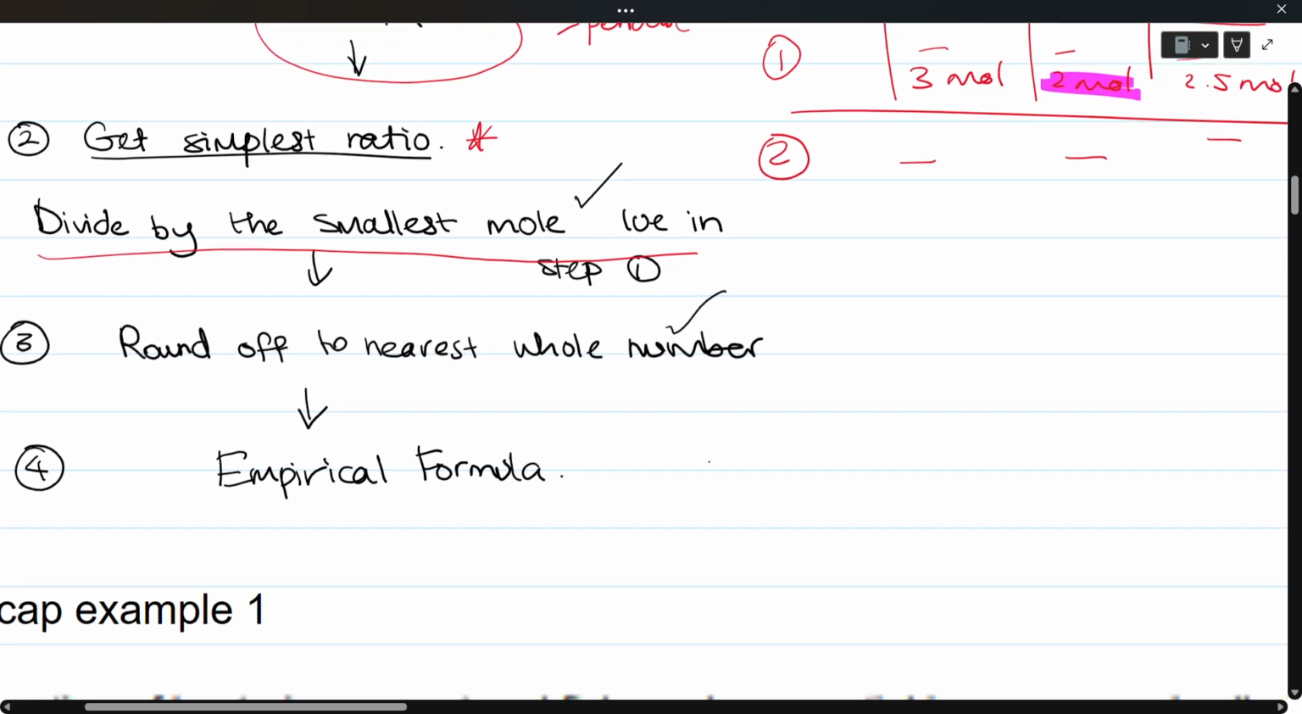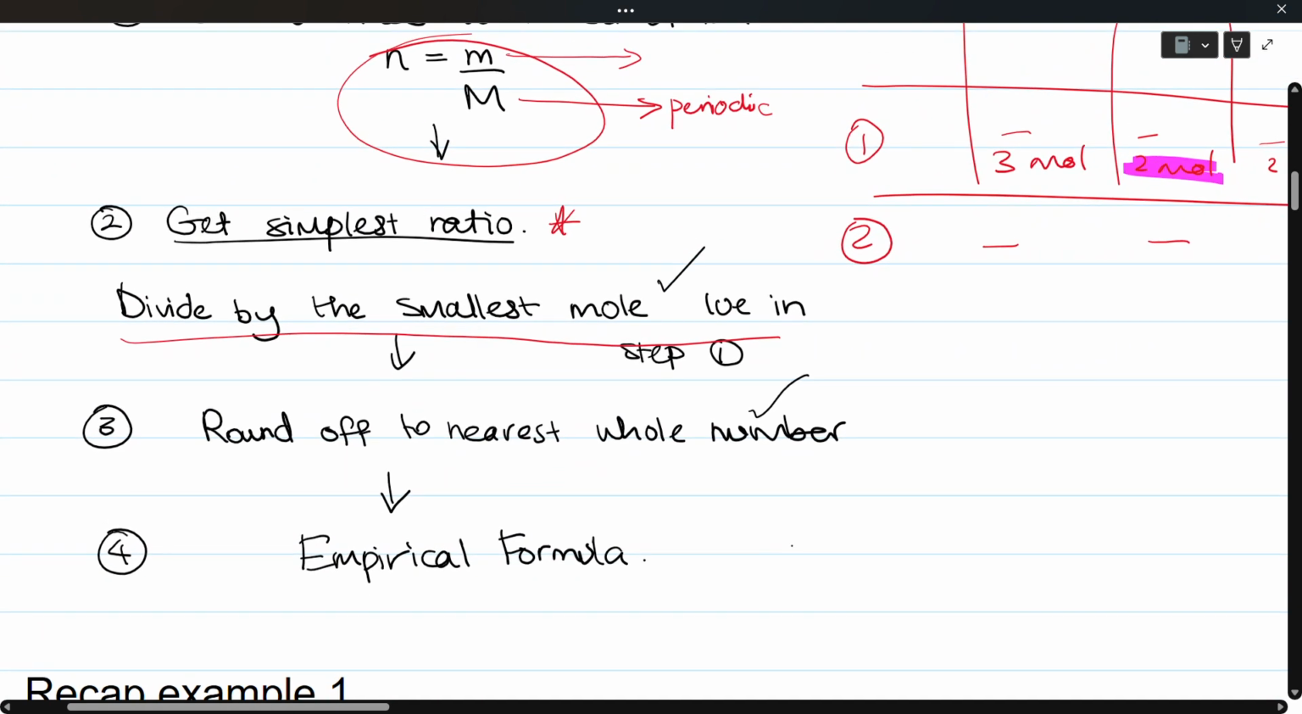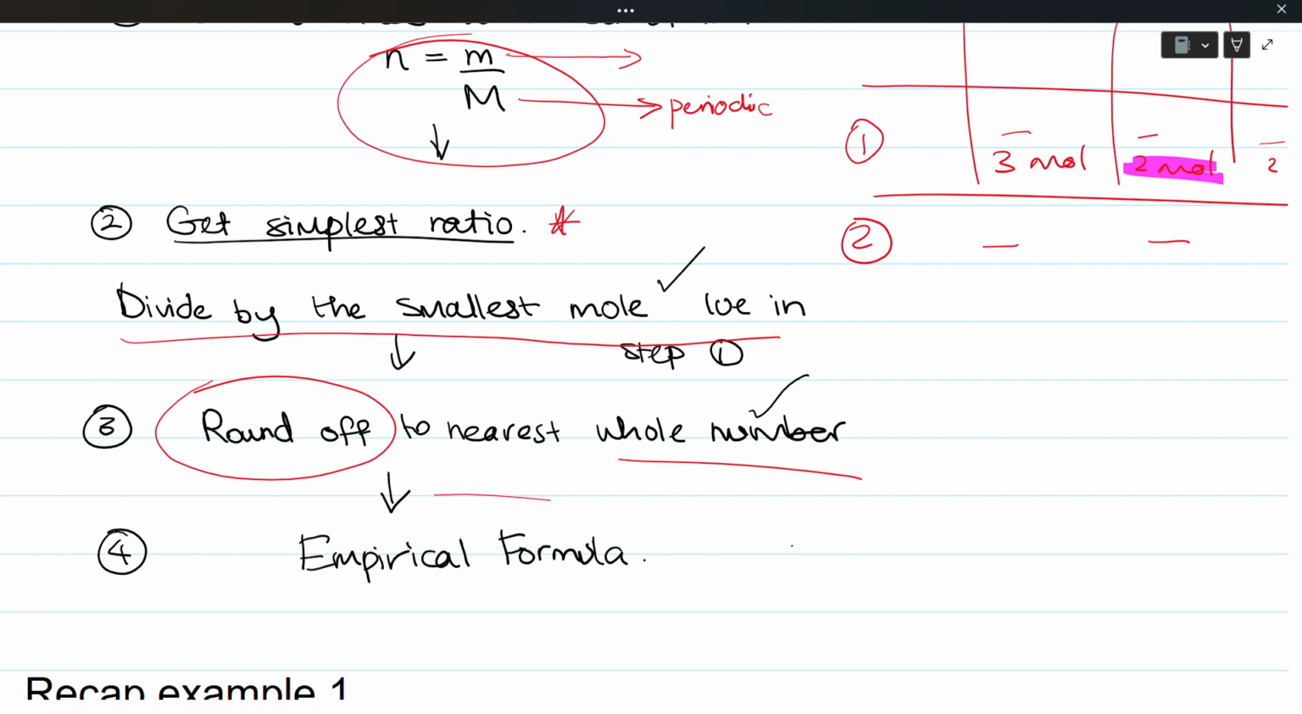Step 3, you're going to get answers from that, but you need to round off those answers to your nearest whole number. Once you do that, you basically have your empirical formula. Today we're also going to talk about this rounding off. There are some tricky values that you can get, which makes the rounding off a bit difficult, so you need to be careful about how you're rounding off. We're going to look at 2 of those examples today.